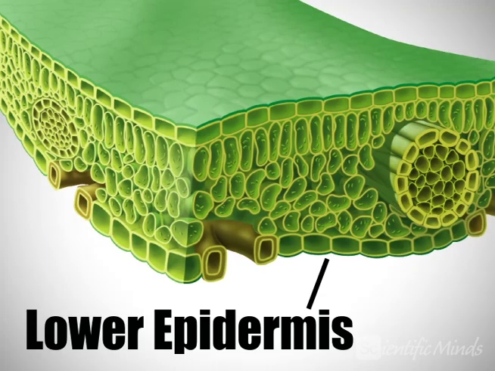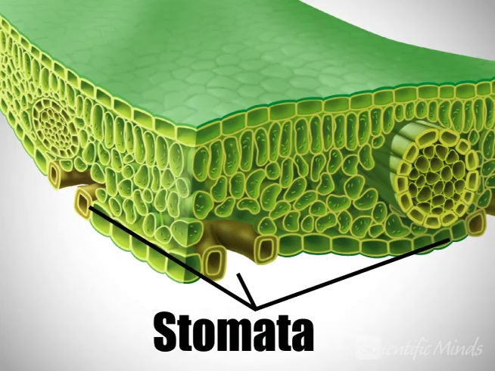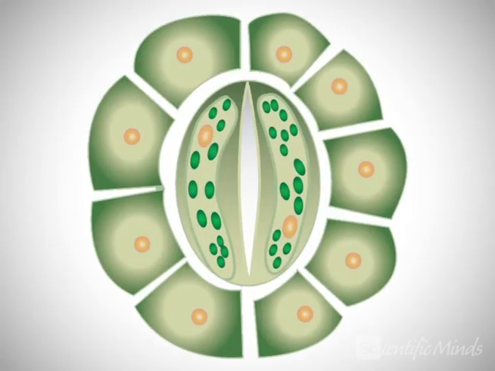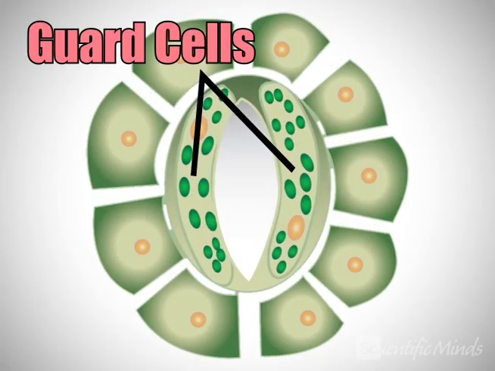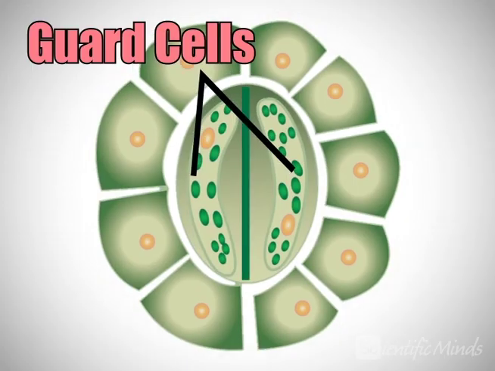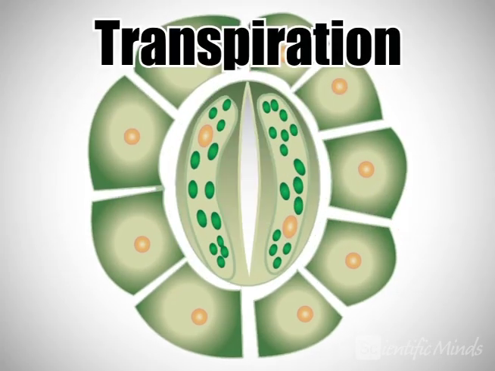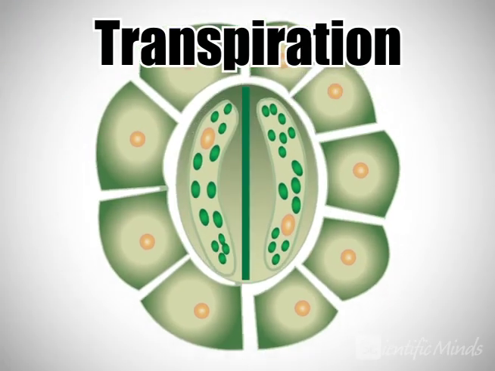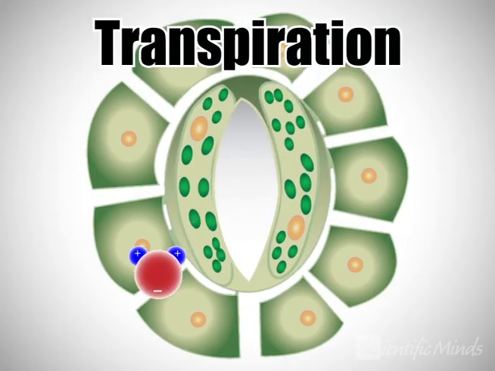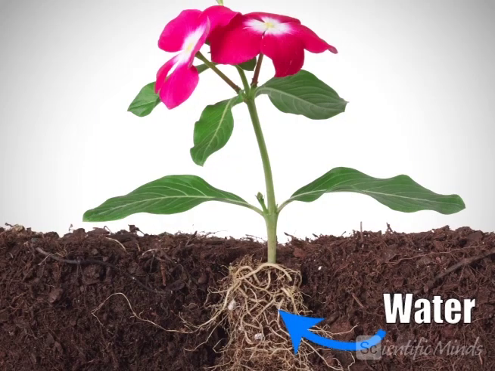Both the upper epidermis and lower epidermis contain openings called stomata. The stomata open so that gases can move in and out of the leaf. Each stoma is flanked by two sausage-shaped guard cells that regulate the opening and closing of the stoma. When a plant loses water through the stomata, we call it transpiration. The functioning of guard cells is important because plants lose almost all the water they transport through transpiration. This is how plants pull water up from the root.